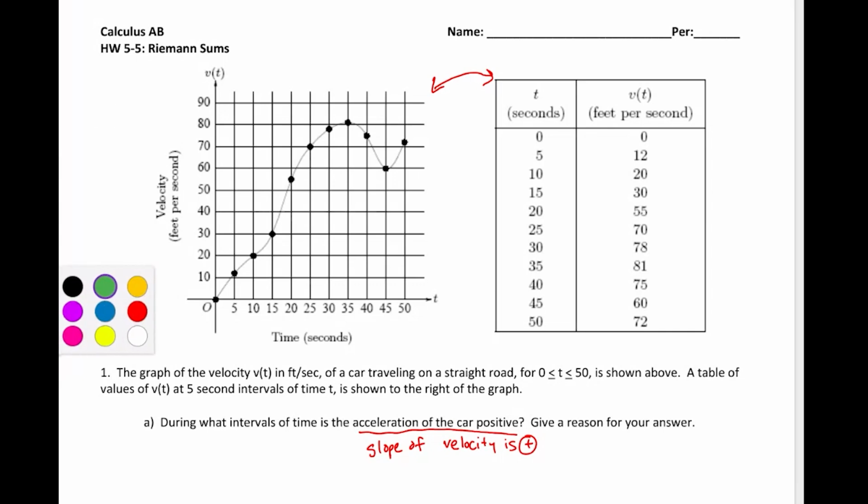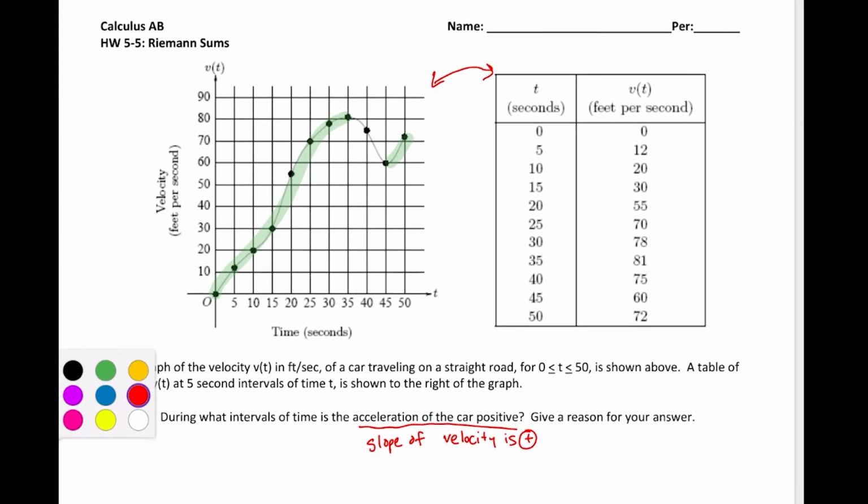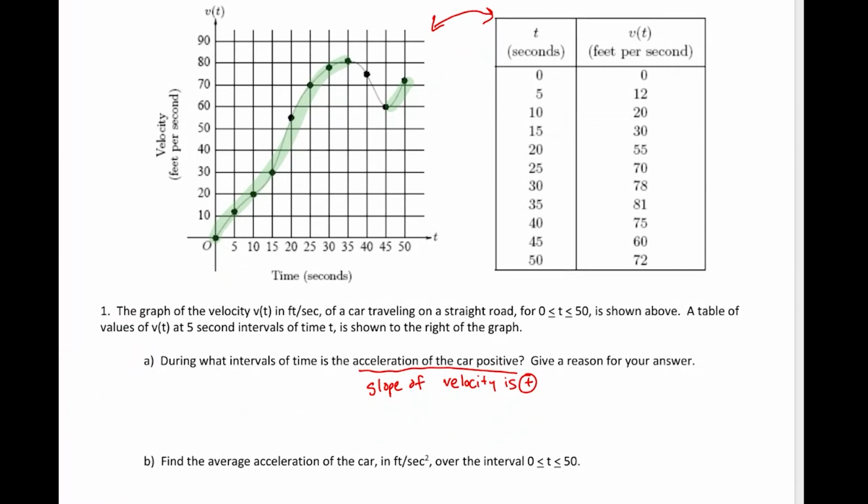But we can see that the graph of the velocity is increasing between 0 and 35, and then also between 45 and 50. So those are going to be our two intervals here. Let's scoot this up a little bit, hopefully not too much because I want to be able to see the graph on the next section. But yeah, so during what intervals of time? The time intervals are going to be between 0 and 35, and also between 45 and 50.